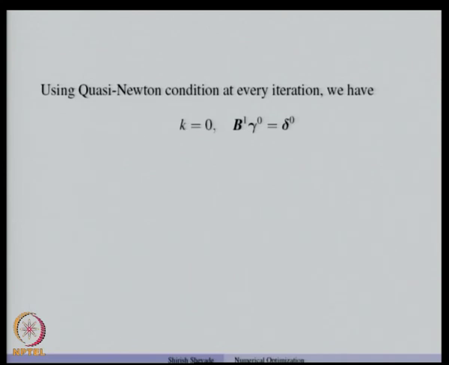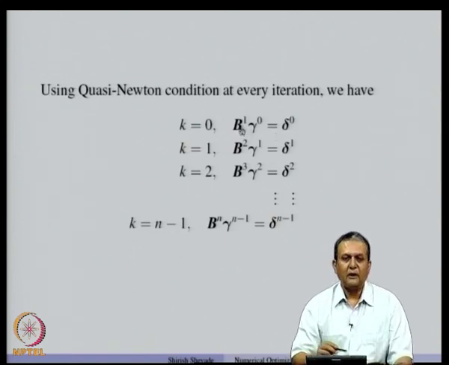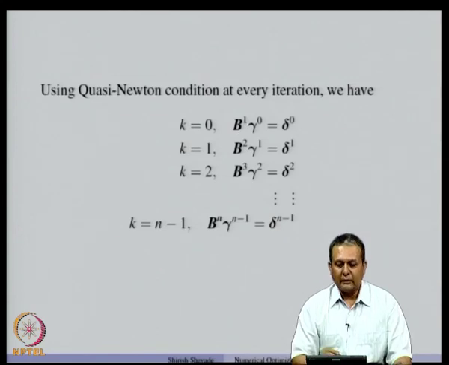Now, if we use the Quasi-Newton condition at every iteration, then at the 0th iteration, we need B1 that satisfies B1 gamma 0 equal to delta 0. Then at iteration 1, B2 should satisfy B2 gamma 1 equal to delta 1, and so on. And finally, at the n minus 1 iteration, we have Bn which satisfies Bn gamma n minus 1 equal to delta n minus 1. So, at each of these iterations, the new matrix B that we get should satisfy these Quasi-Newton conditions. Now, let us look at these conditions in more detail.